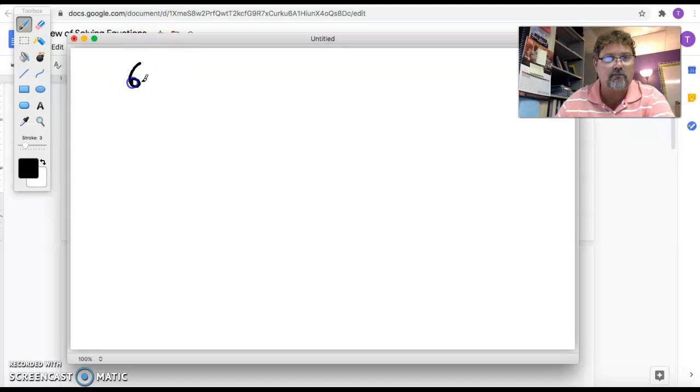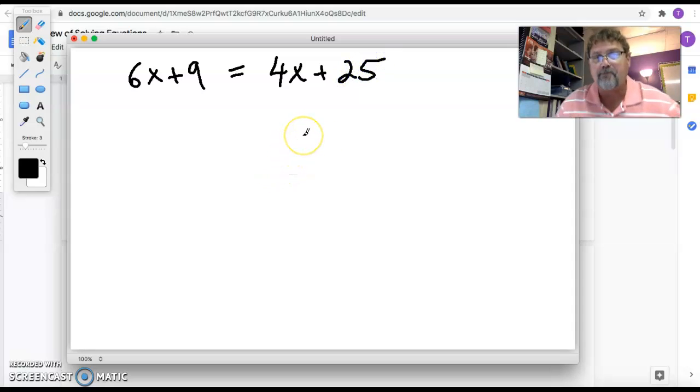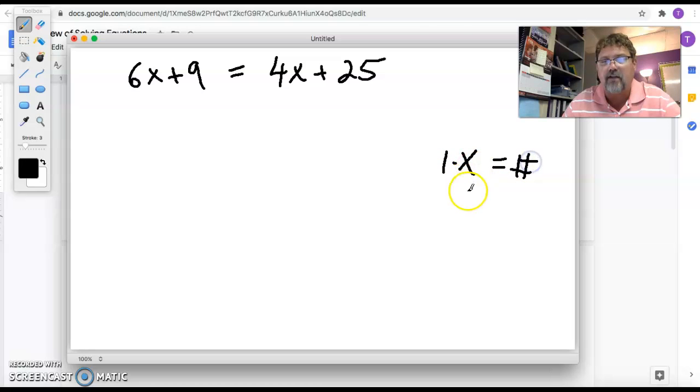Okay, so we got something like this. 6x plus 9 is equal to 4x plus 25. I don't know if people talked to you about this before, but one way to solve is really what you want: x, that's your variable, you want him on one side or the other, doesn't matter, because remember we have symmetry, with a coefficient of 1 equal to a number. And that's called a solved equation.